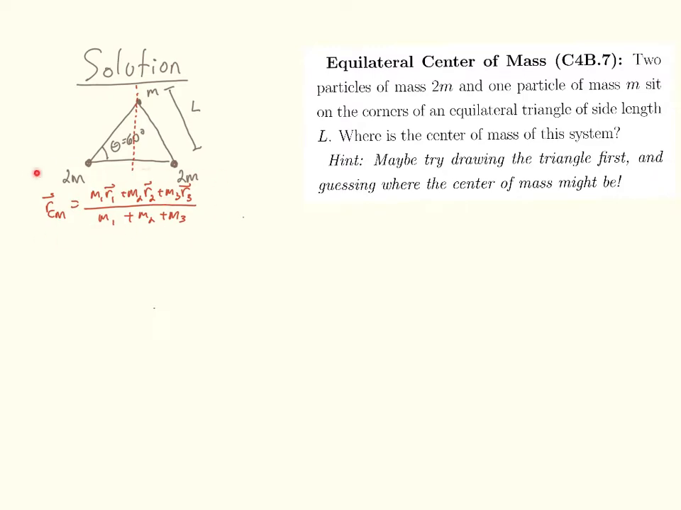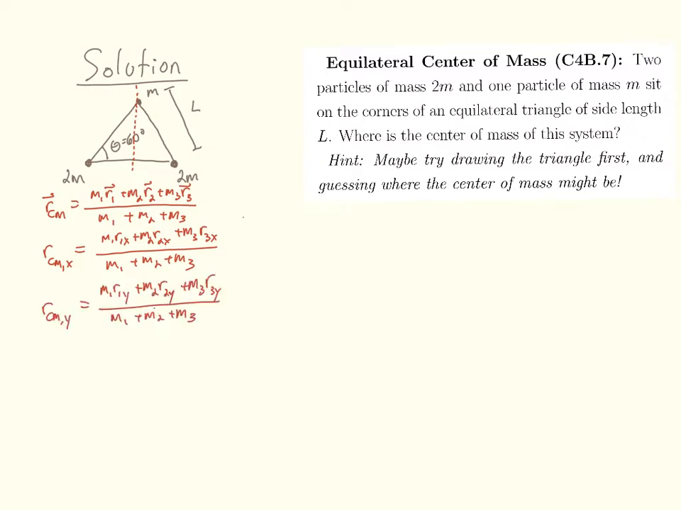Now in this center of mass formula, of course, this is a vector, it's a position, so that means that there are both an x and a y component of that position vector. So I'm going to write now the two equations which are contained within this one expression. So that's the position in the x direction, m1 r1x plus m2 r2x plus m3 r3x divided by the total mass, and the same thing for the y direction, just with y's replacing all the x's. Now I want to evaluate those two expressions.